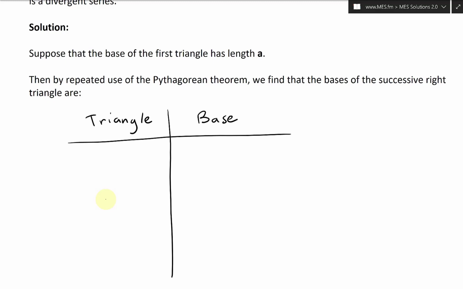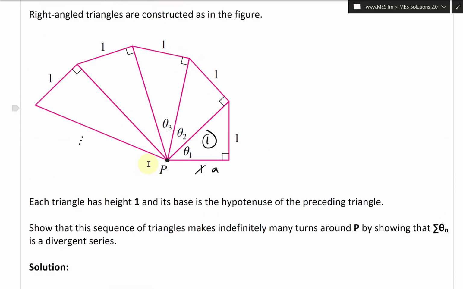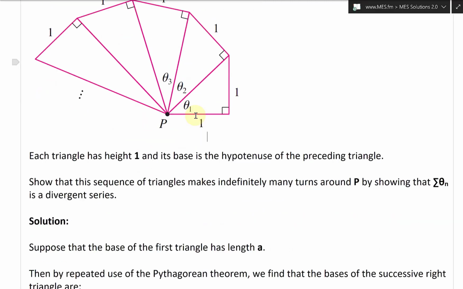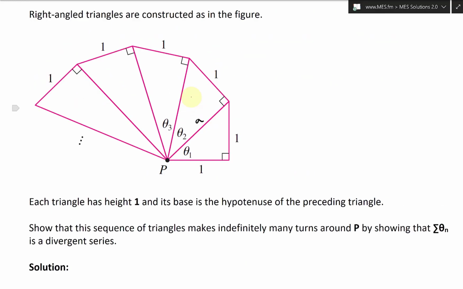So let's say this is triangle 1, and the base is A. Instead of 1, they just put an A in the solutions manual. So the base is A, and the opposite is 1. Then we could solve for the hypotenuse using the Pythagorean Theorem. Then triangle 2: this is the new base right here, and it is the hypotenuse of the first. In other words, B is equal to the square root of 1 squared plus A squared.